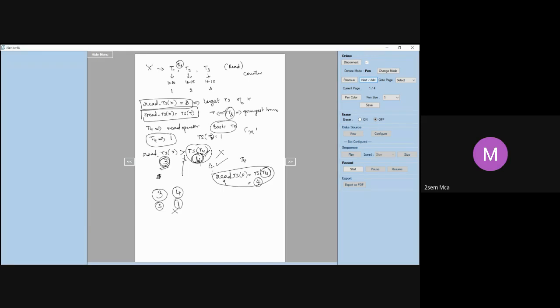Any transaction with a lower timestamp will not be allowed. That is the fundamental idea here. Any transaction with a higher timestamp will be allowed to execute. The order has to be maintained. That's why you call it timestamp ordering.